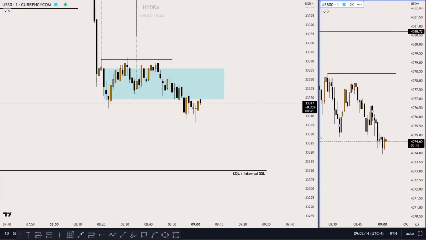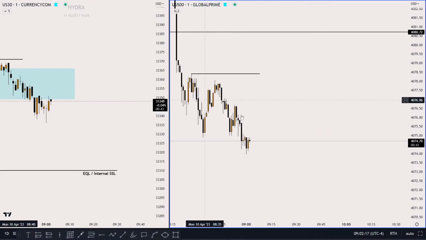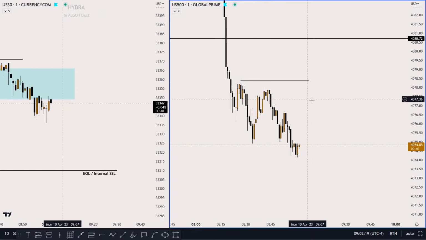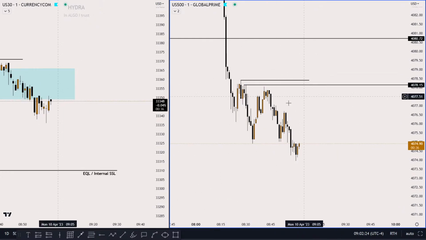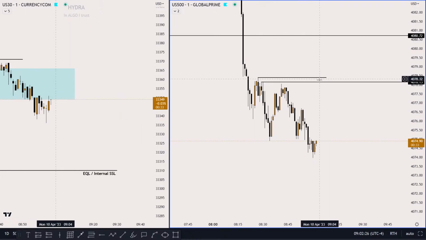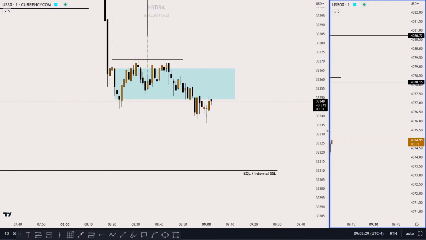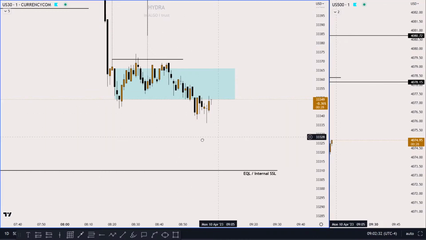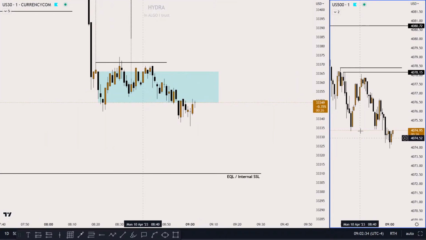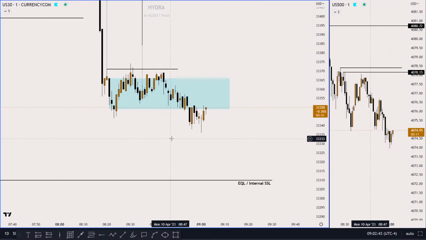Do remember that on US 500 we have a relative equal high right here, right? So relative equal high means what? Price still has business left to do on the buy side, right? So that's why I'm not very confident in this setup, because of this relative equal high. I mentioned this relative equal high before, that I will keep an eye on it.